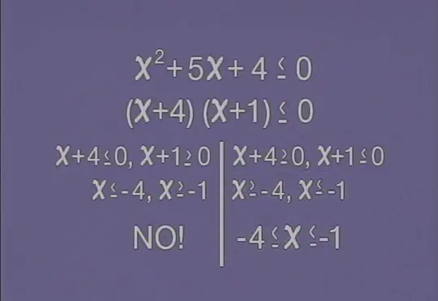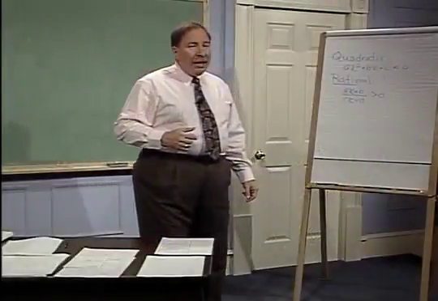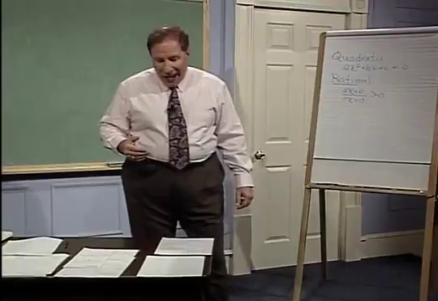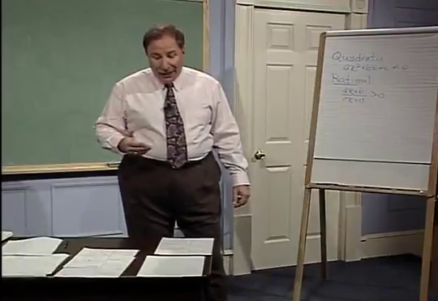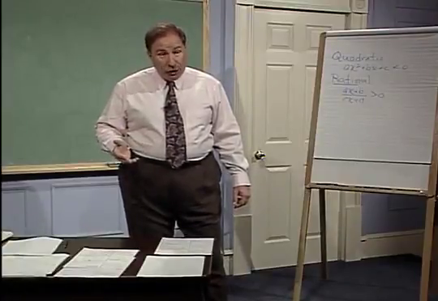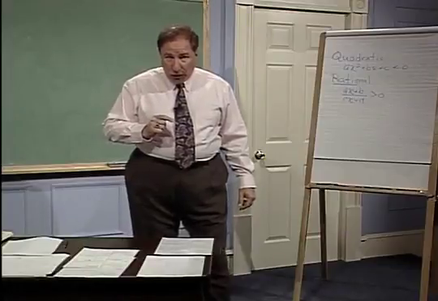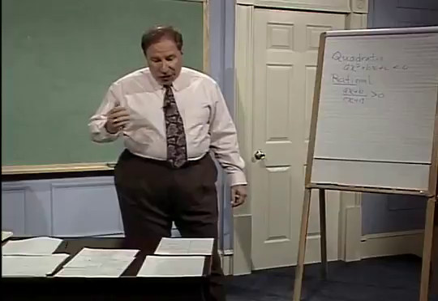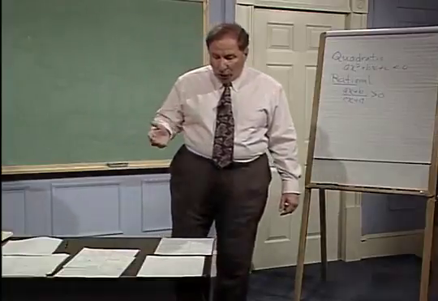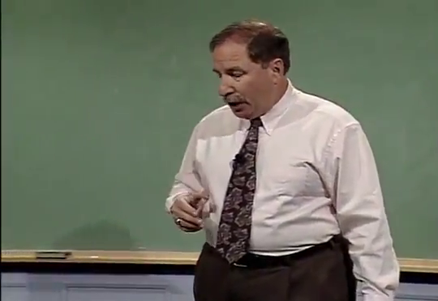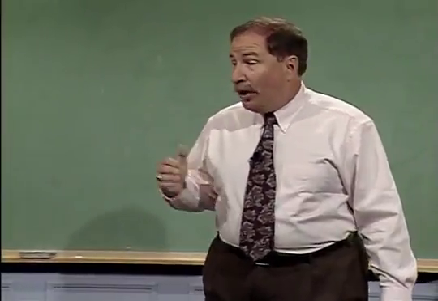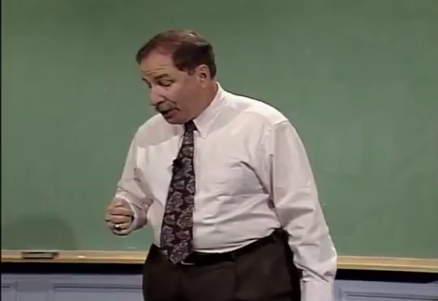Now, how are we going to check this? Well, let's check a point that should work. We need a number between -4 and -1. Let's try -3. -3 squared, again, we're going back to the original inequality. -3 squared is 9, plus a -15, plus 4. Well, that's 13 minus 15, which is -2, which is less than 0, so that checks.